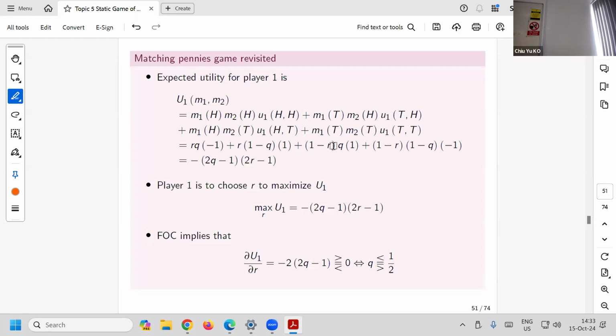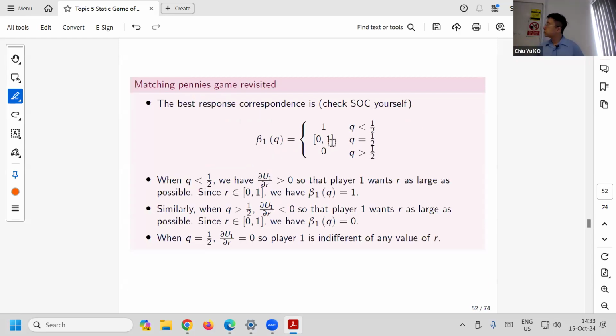And actually, this tells you the following best response correspondence. When Q is less than 1/2, you go as big as possible, 1. When Q is bigger than 1/2, you get 0, because as small as possible. And when Q is 1/2, it doesn't matter what number R is. So this is a correspondence because you can take anything. This is a little bit more complicated, and this is the way you should do it at graduate level. I already discussed the proof here to explain why you have that.